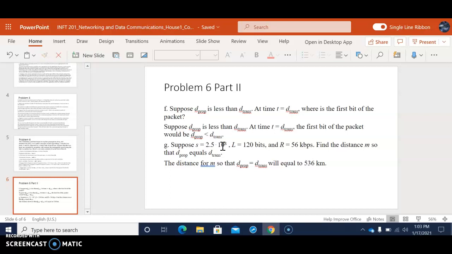But we cannot enter a decimal number, so for the kilometers, we round up the 5 into a 6. So it will be 536 kilometers, the distance for m. So thank you, folks. You have a good day.